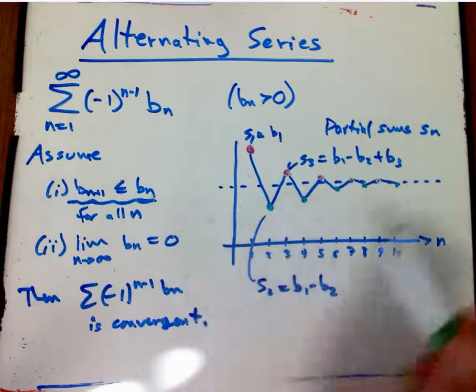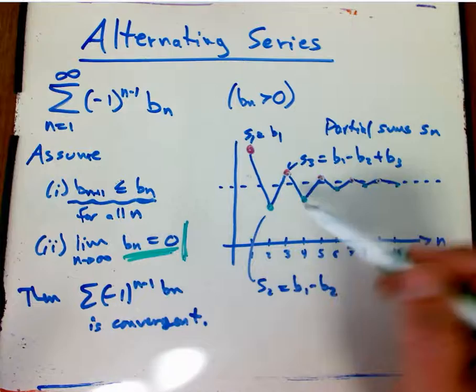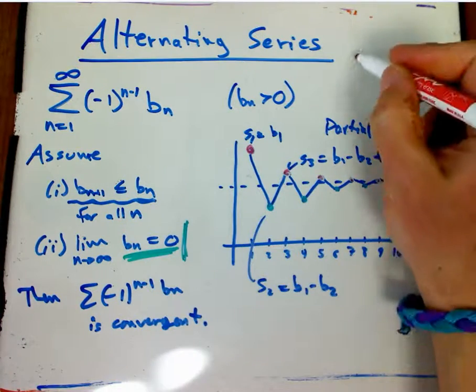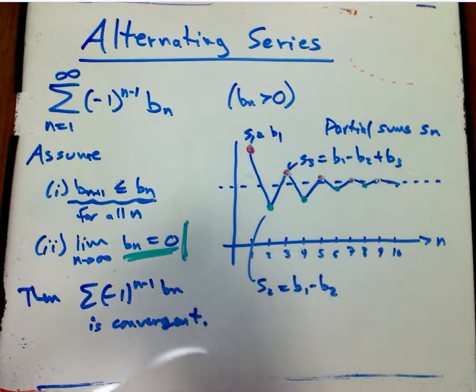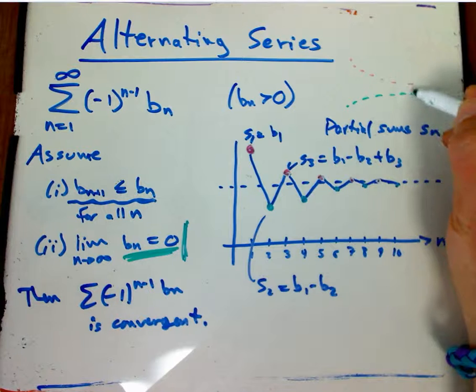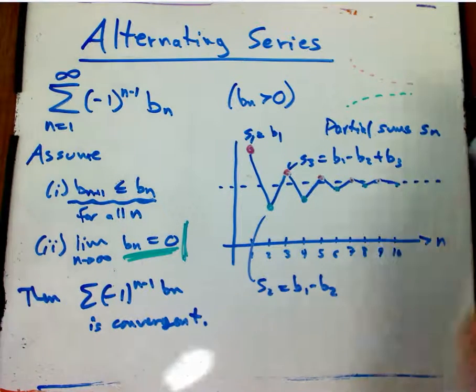Now, is that really true? Well, here's where we use the fact that the size actually does go to 0. If you didn't have that last condition, you could definitely have a picture where the odd terms were going like this, and the even terms were going like this, and there was a fixed gap in between, and it never got smaller. And you just got oscillation, and that's not convergence.